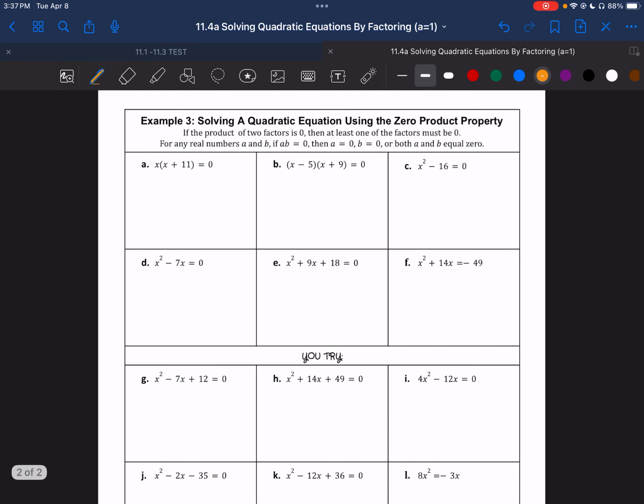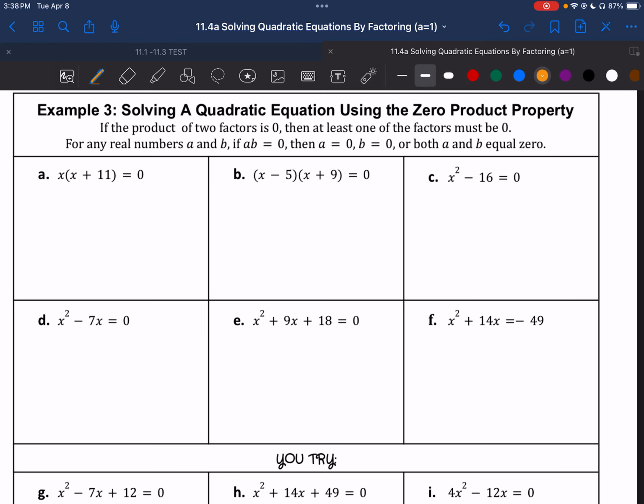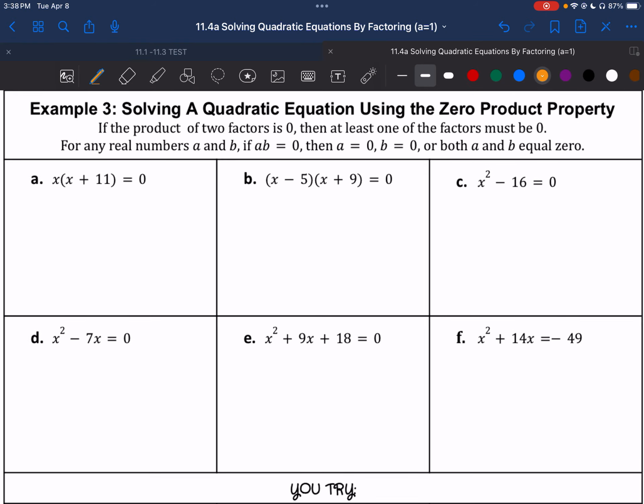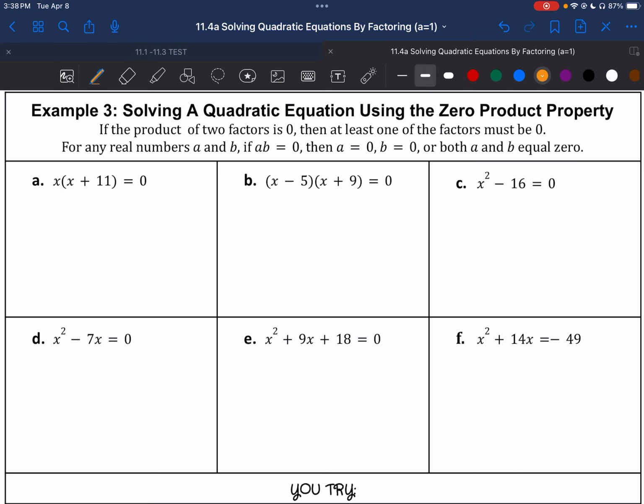All right, example 3 is solving a quadratic equation using the zero product property. What is the zero product property? It states that if the product of two factors is 0, then at least one of the factors must be 0. For any real numbers a or b, if a times b is equal to 0, then a is equal to 0, b equals 0, or both a and b equal 0.